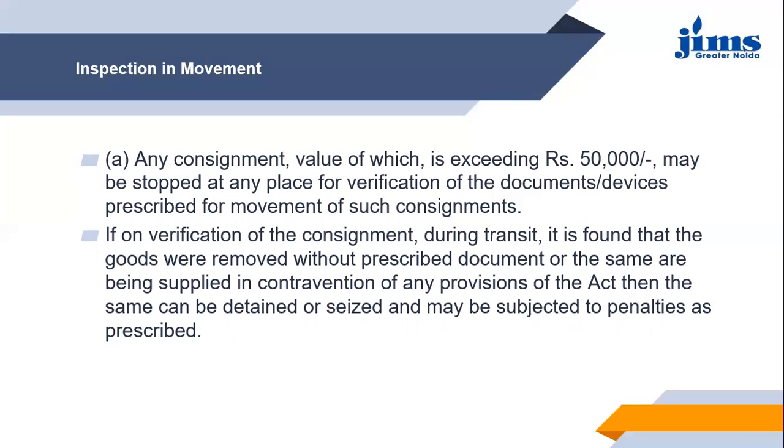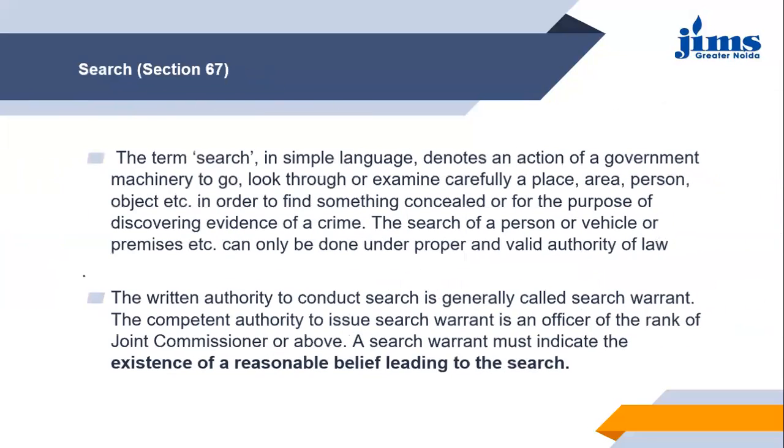If on verification of the consignment during transit it is found that the goods were removed without prescribed document, or the same are being supplied in contravention of any provision of the act, then the same can be detained or seized and may be subject to penalties as prescribed. Of course, if during the inspection for goods in movement any discrepancy is found, then these goods can be seized and detained until the further formalities for the goods have been done, or the penalties have been imposed. So all these actions can be taken if any discrepancy has been found in case of goods which are in movement.